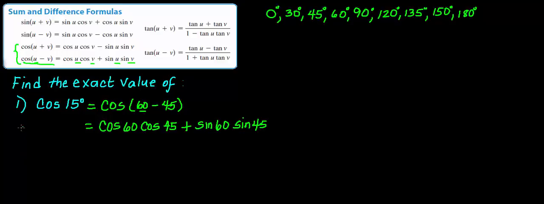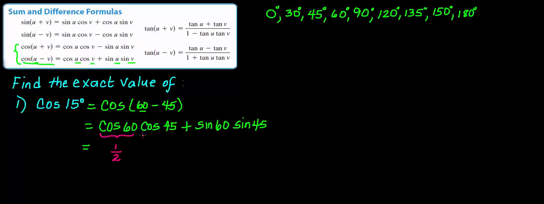Okay, so far so good. Now I can solve this because I know the cosine of 60, I know the cosine of 45, the sine of 60, and the sine of 45 from the unit circle. So I go ahead and I simplify these values. I'm going to take cosine of 60 and write what cosine of 60 is. What's the exact value of cosine 60? Okay, so from the unit circle, the cosine of 60 degrees is 1/2.